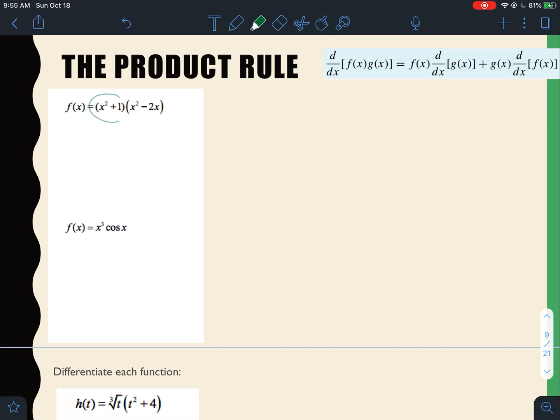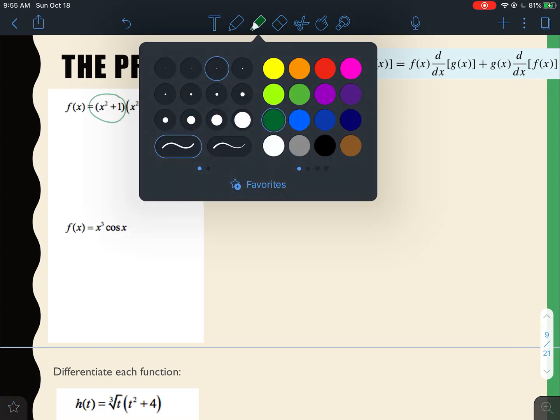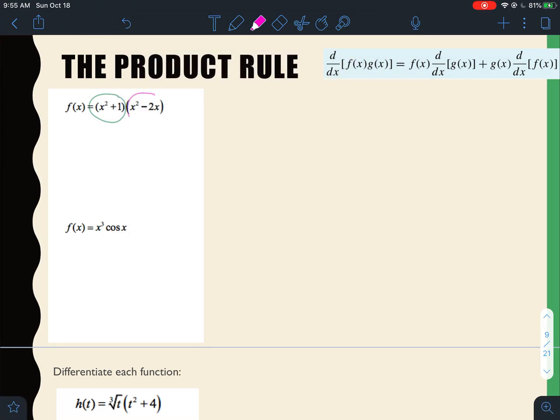So if you have two different functions that are being multiplied, notice in my f of x at the top, we have x squared plus 1 times x squared minus 2x. So the product rule says if you are multiplying two functions, so if you have f times g, then the derivative of that would be you take the derivative of the first function, f, and you multiply it by the second function, just the original second function, and then you leave the first function alone, and then you multiply by the derivative of the second function.